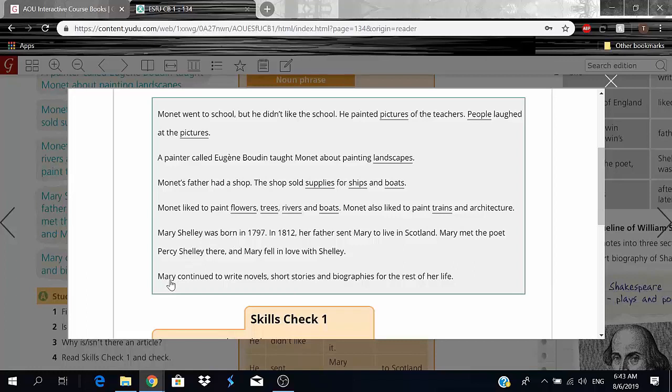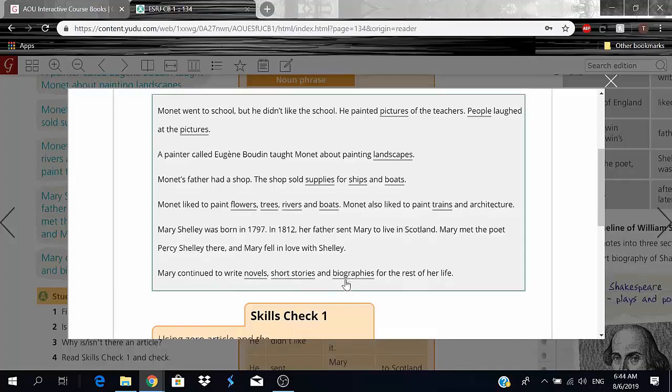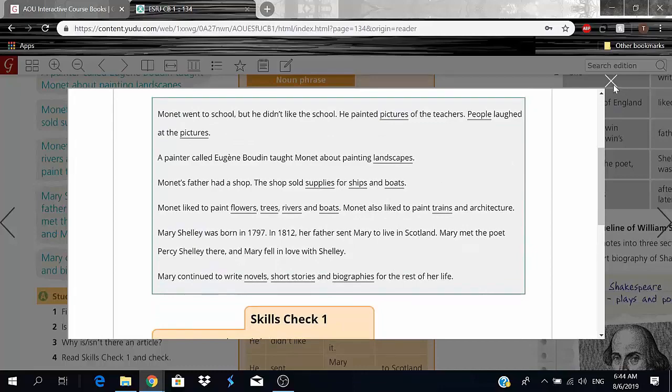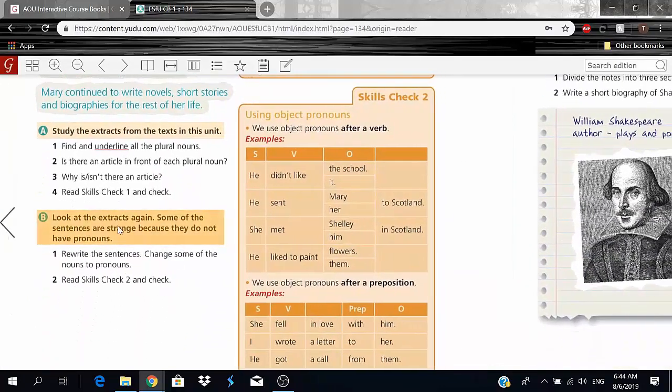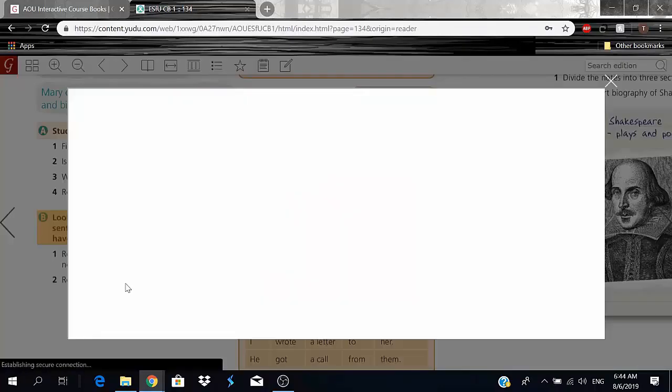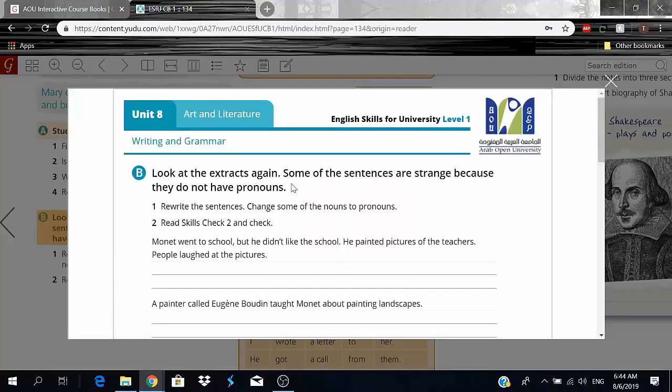Then let's move on. Mary continued to write novels, short stories, and biographies for the rest of her life. And again, Mary continued to write novels, plural noun, short stories, and biographies. All of these are plural nouns. Okay? Now let's move on. Here we have exercise 2. Look at the extracts again. Let me actually open this up for you guys. Some of the sentences are strange because they do not have pronouns.